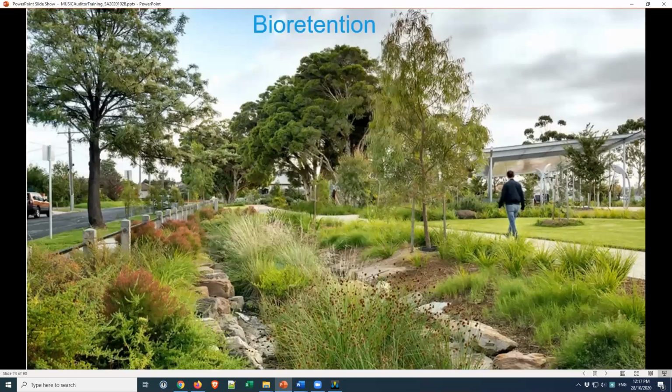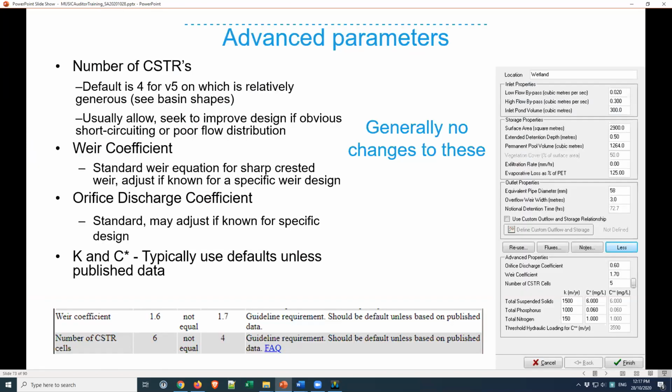So that's wetlands. I might pause for questions and then we'll take a 15-minute break just so people can run to the toilet or grab a cuppa or lunch or whatever you want to do. So are there any questions on the wetlands?